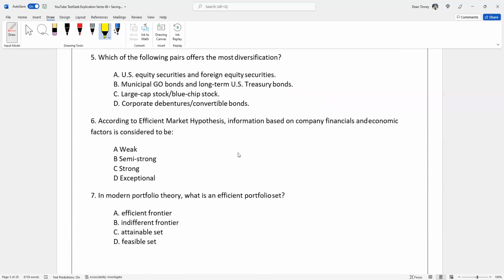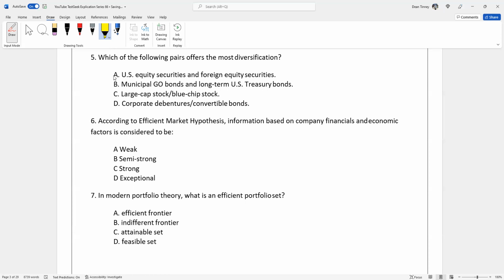Now, I'm not really a big fan of number 5 here, but I do like the intellectual takeaway as an exam point. Which of the following pairs offers the most diversification? Under modern portfolio theory, what we're trying to do is provide diversification through what we call negative correlation, things that go different directions. And so, B, muni bonds and long-term U.S. Treasury bonds are going to go the same direction. Large cap stocks and blue chip stocks go in the same direction. And corporate debentures and convertible bonds, you could overthink this, but they go the same direction.